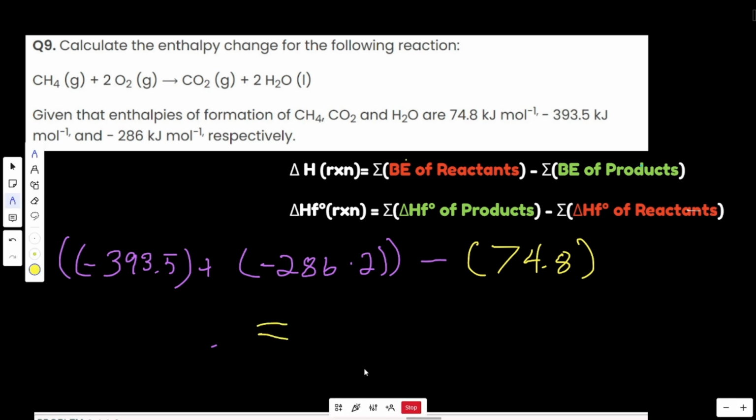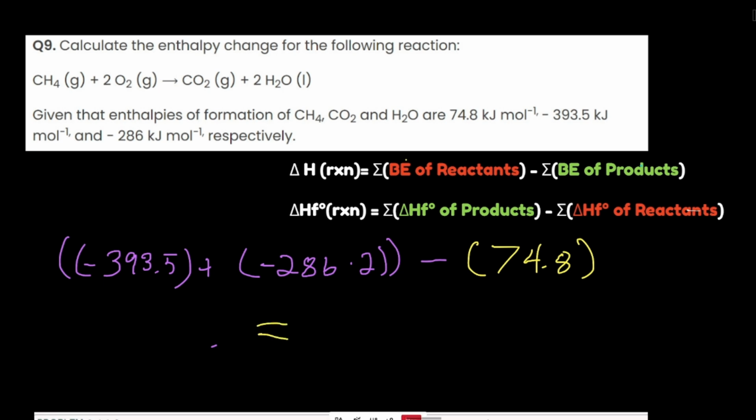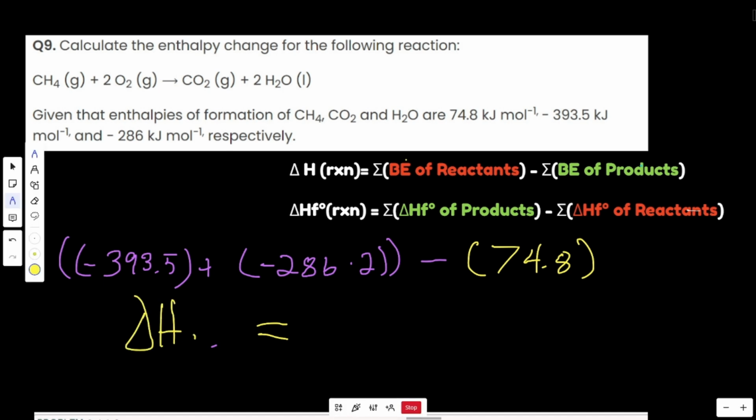And our enthalpy change would thus be, or rather our enthalpy of formation would be negative 393.5 plus negative 286 times 2, minus 74.8. This would give us an enthalpy of formation for the reaction, or the enthalpy change of the reaction, to be negative 1040.3 kilojoules.